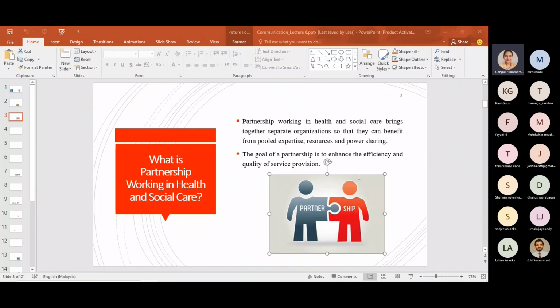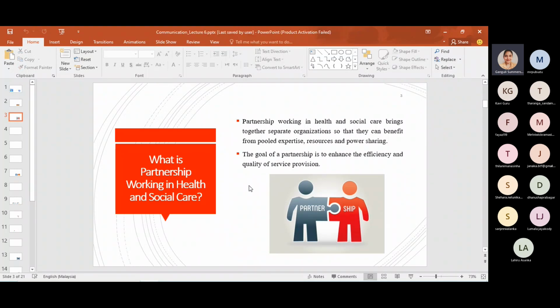Okay, and Mithni has an answer again in the chat. Partnership working in health and social care brings together separate organizations so that they can benefit from pooled expertise. Exactly. Yes, the goal of partnership working is also to enhance the efficiency and quality of service provision.